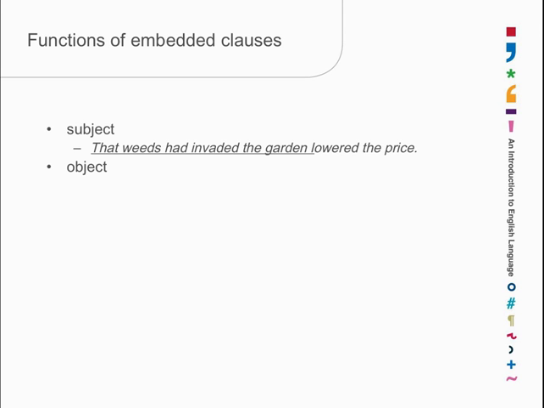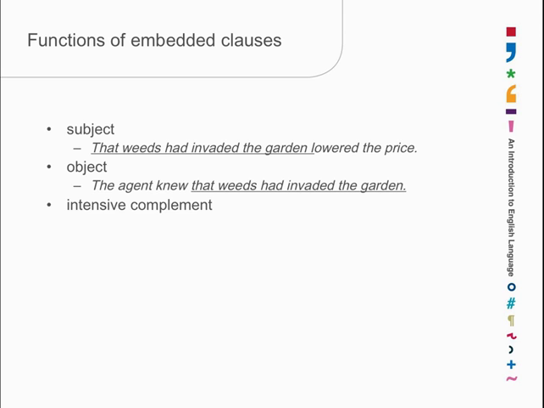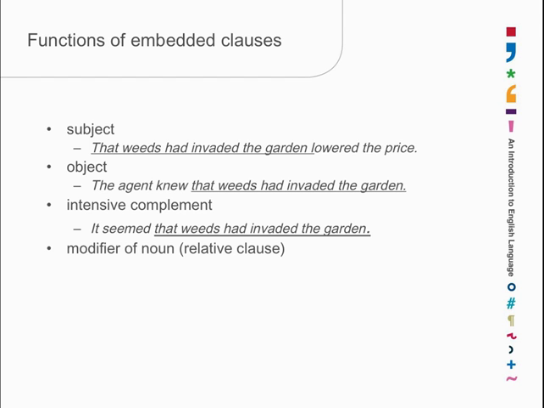They can be objects. The agent, the estate agent, knew that weeds had invaded the garden. What did he know? That weeds had invaded the garden. They can be intensive complements. It seemed that weeds had invaded the garden. What was it that seemed? That weeds had invaded the garden. And they can be modifiers of nouns, as we've seen. In that case they're called relative clauses. The garden which was invaded by weeds. In each case we've got a full clause performing a number of different functions.